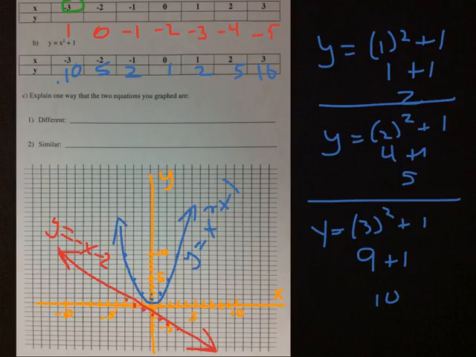I do have a complete graph because I've got the scale, I've got my X and Y axis labeled, I have arrows on my graph, I extended it, I didn't use a ruler, but you should use a ruler, and I wrote the equations next to the lines. Now the next two questions say, explain one way the two equations graphed are different. Well, the first one is a line, and the other one is a parabola.